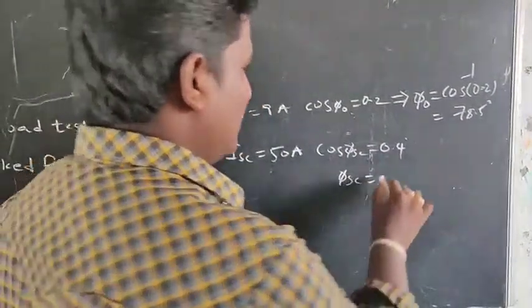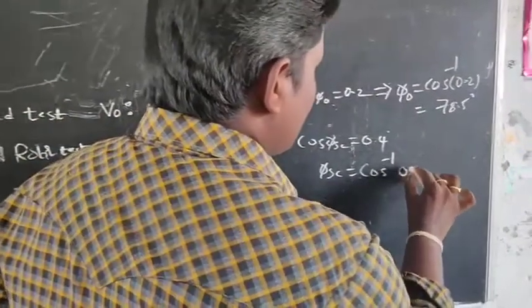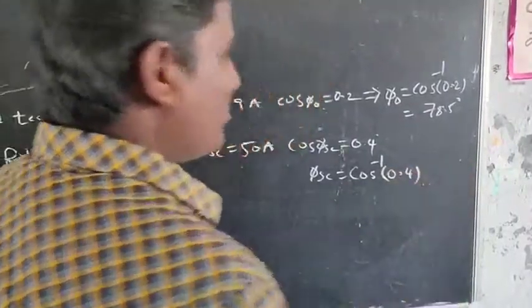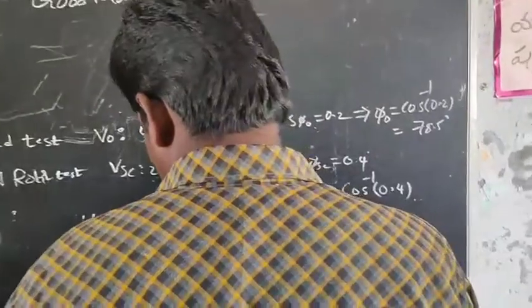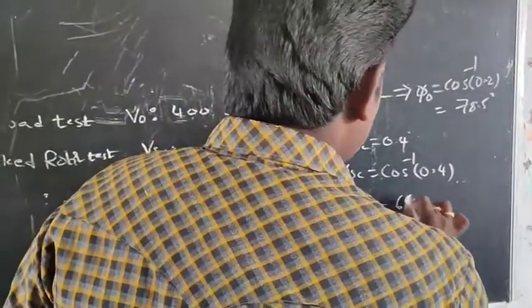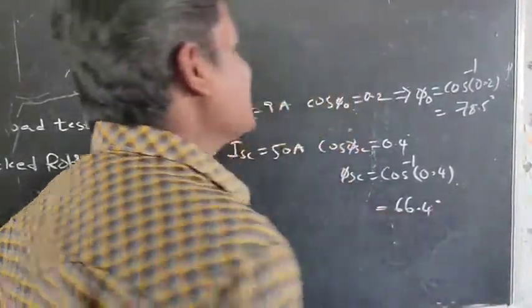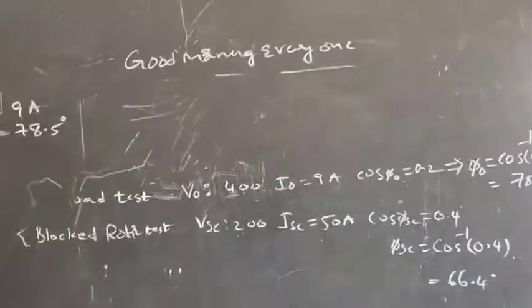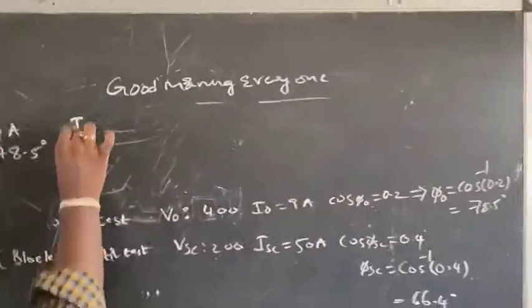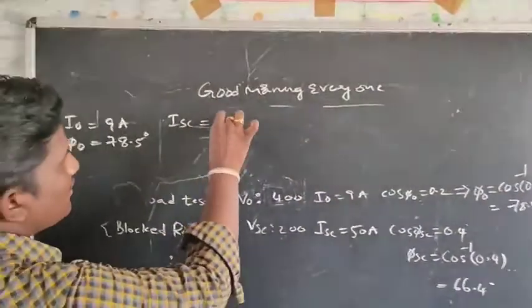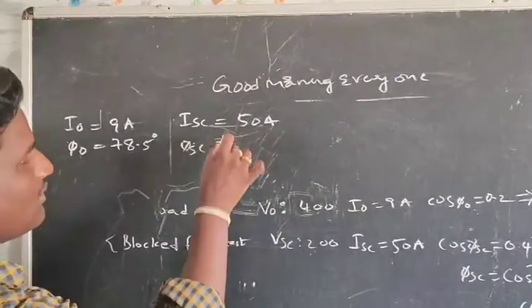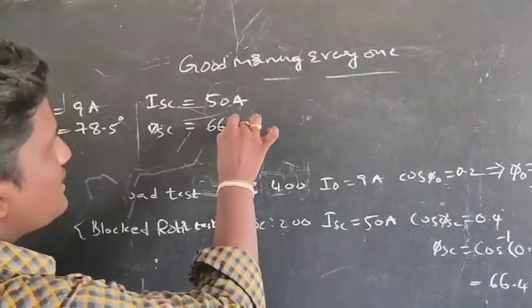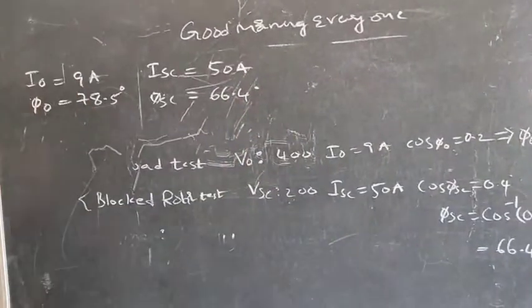In a similar way, phi s equals cos inverse of 0.4, which is 66.4 degrees. So Is equals 50 amperes, phi s equals 66.4 degrees. What do we require?